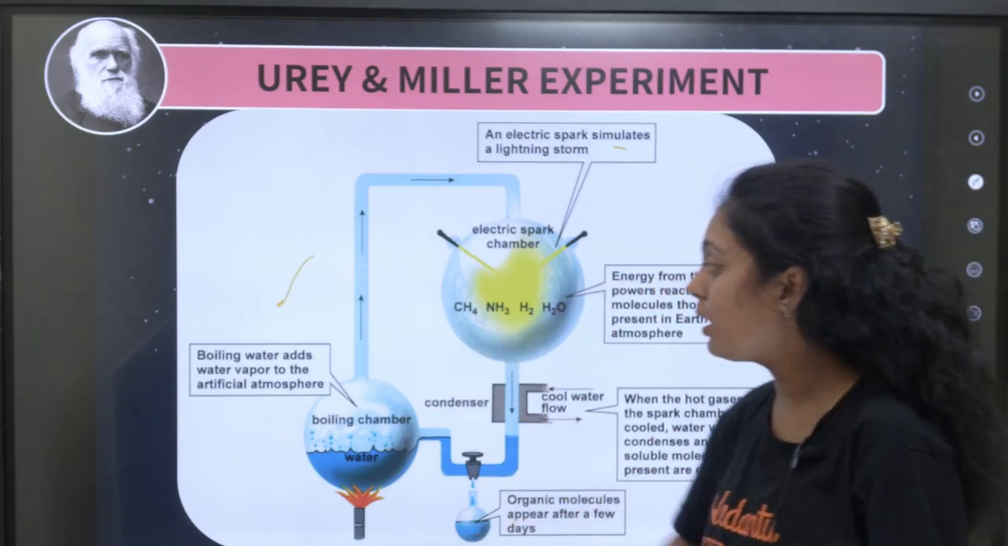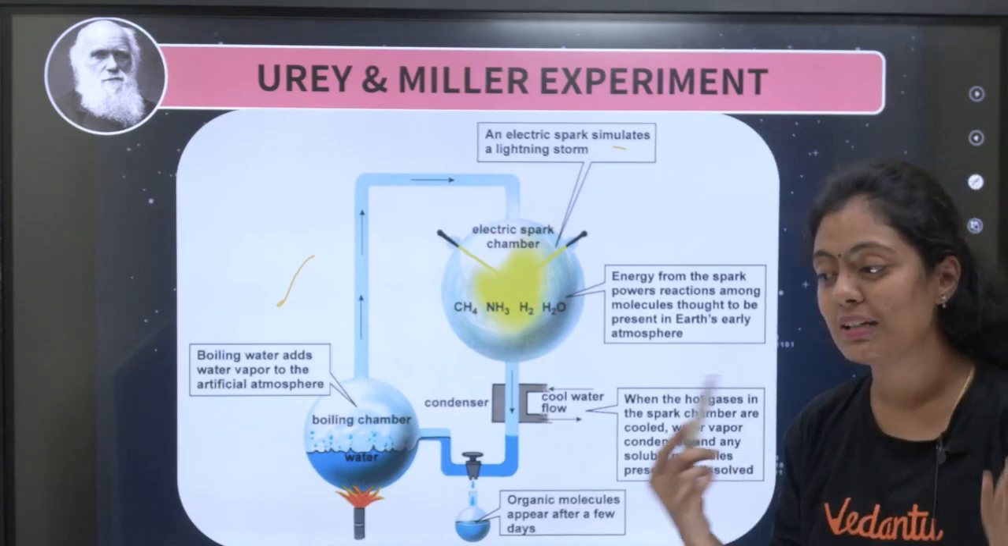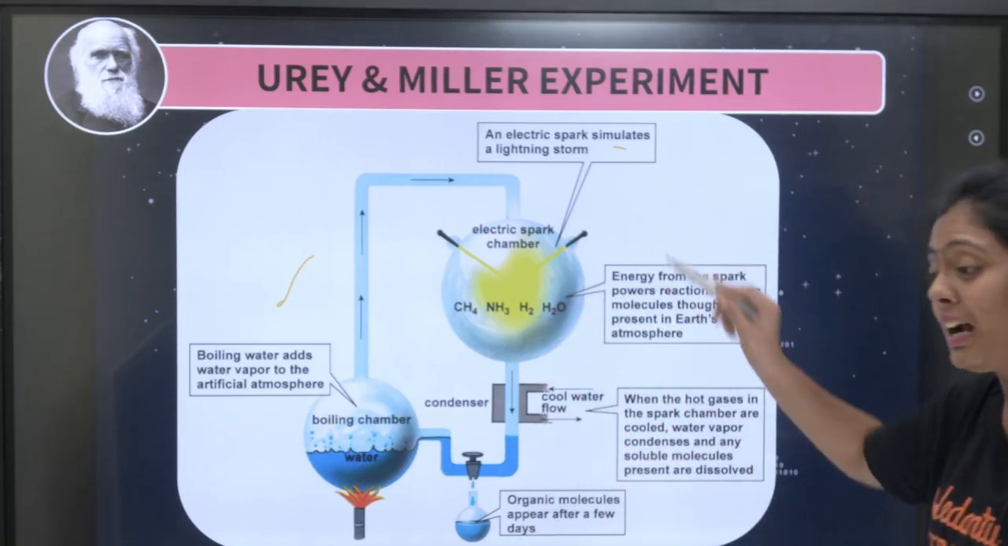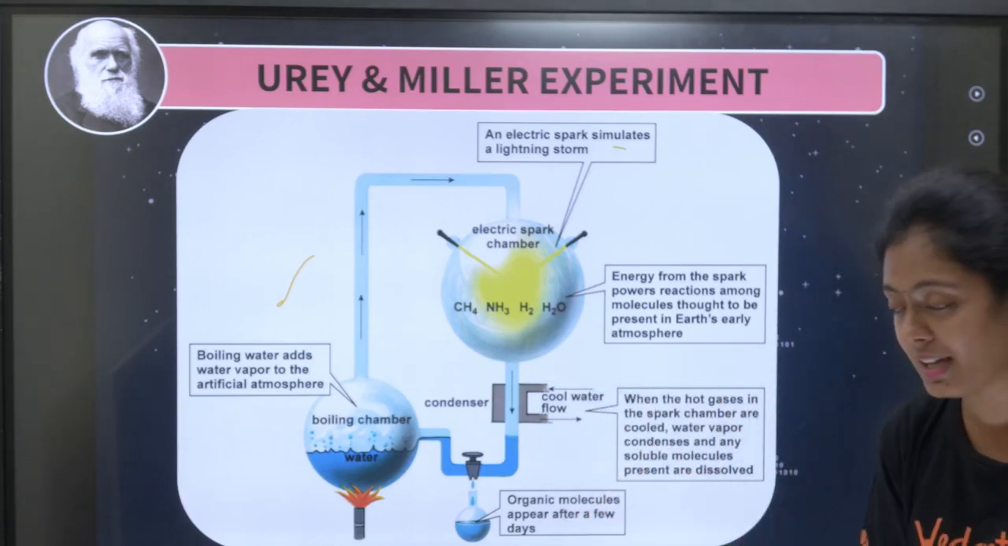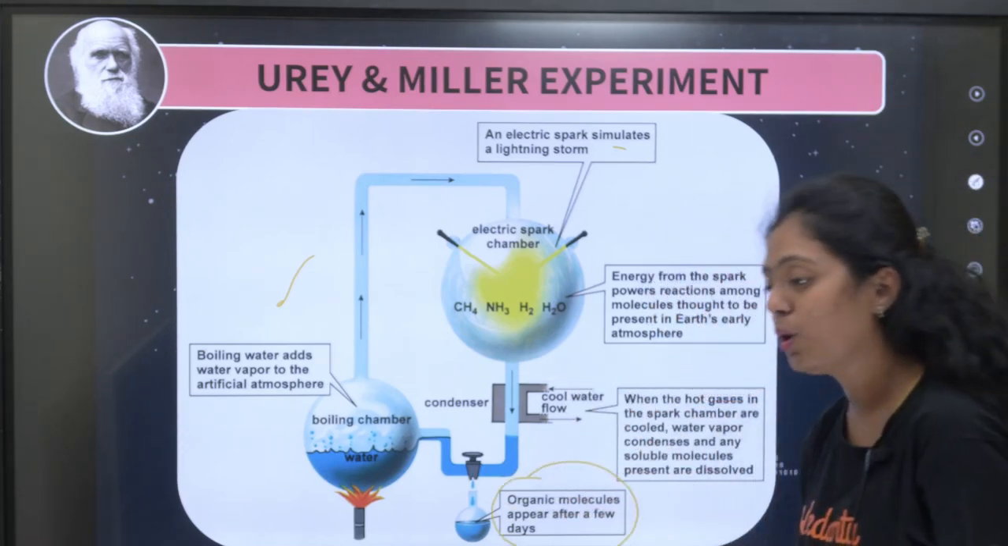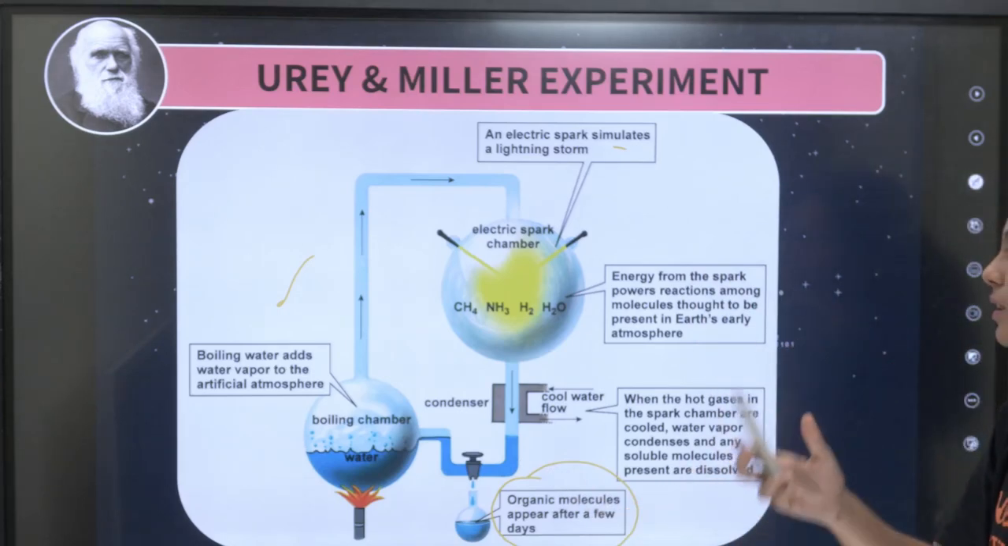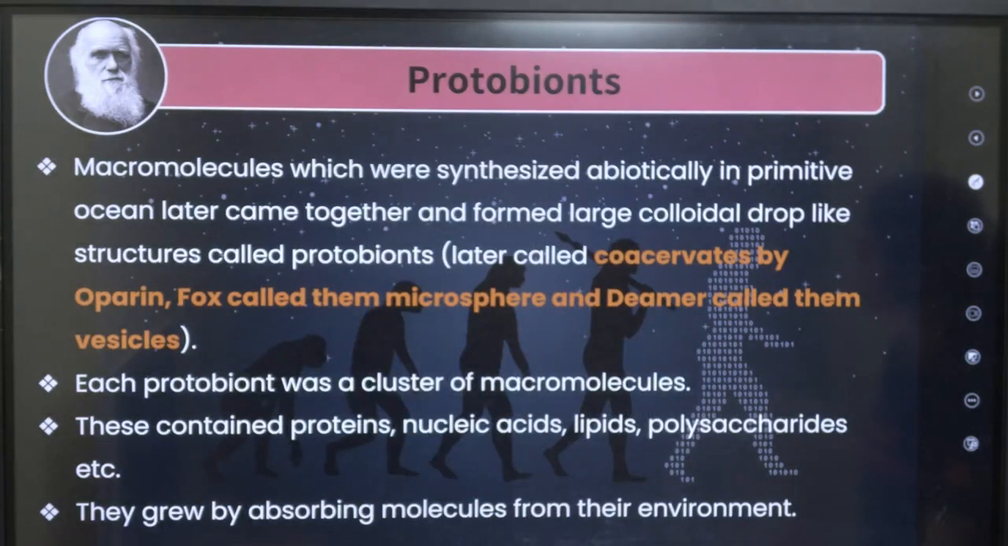Okay, there is boiling water, which adds water vapor to the artificial atmosphere. We are creating an artificial atmosphere. Then I have a condenser which is going to cool down all my gases, and I can see all the organic molecules getting condensed in the beaker. Okay, this is a very important point.